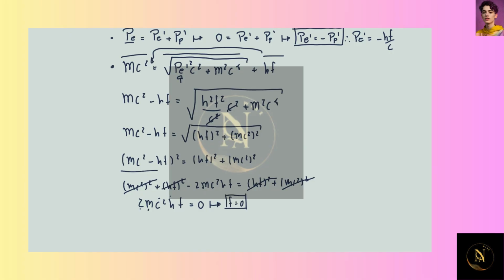And f equals 0 means that our photon has 0 energy, and therefore we actually have no photon. Then, with this, we can see that the only possibility is that the electron emits a photon with 0 energy, which is the same as saying that it doesn't emit a photon at all. So, it's not possible for it to emit a photon and also obey the rules of conservation of momentum and energy.